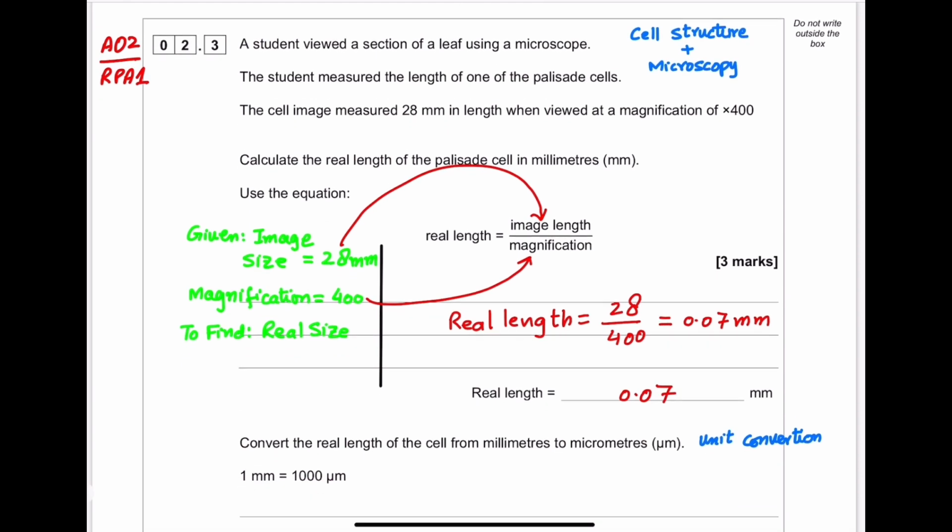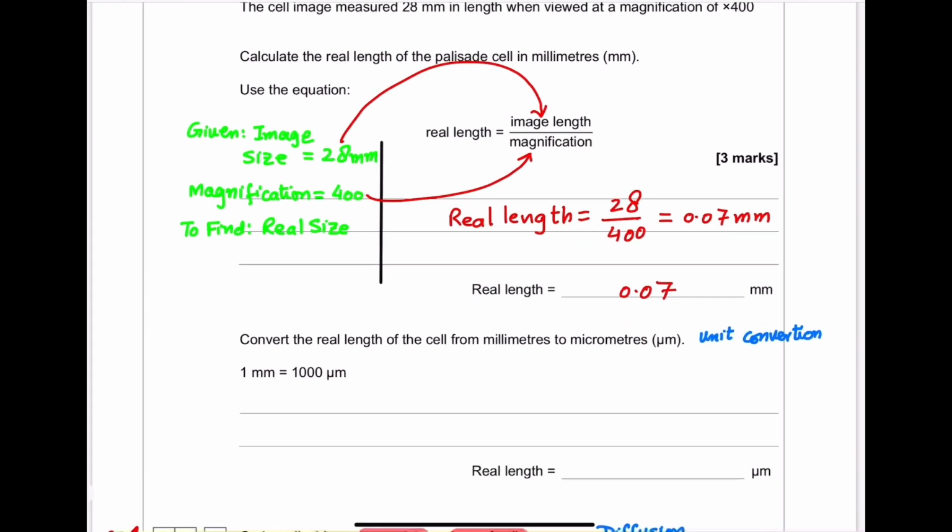But the second part of the question is we need to convert our answer from millimeters into micrometers. And the unit conversion is already mentioned. If you want to convert from millimeters to micrometers, we need to multiply our value by 1000. The answer is 70 micrometers.